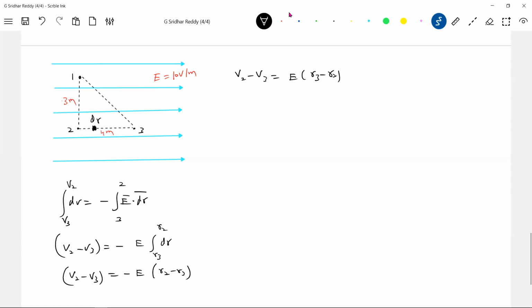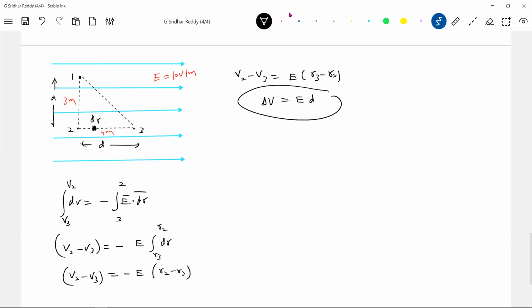What is R3 minus R2? If this distance you call D, then R3 minus R2 we write as D. And this is the potential difference between point 2 and 3. So if you want to find out the potential difference between 2 points, and if the uniform electric field is there, what is the formula? Just multiply the electric field strength into the distance between 2 points. And the electric field is always directed from higher to lower potential. We know already this one.